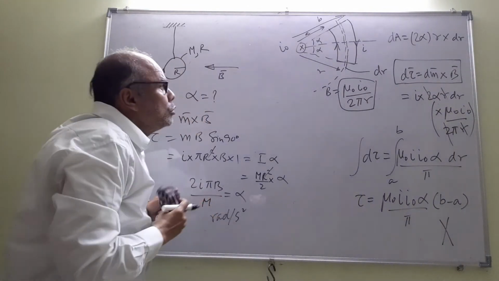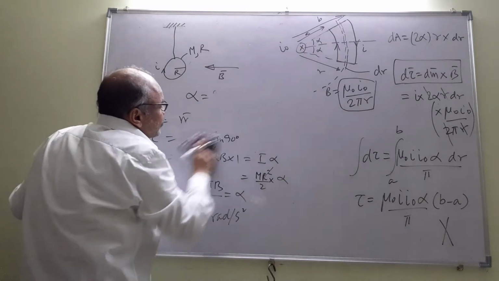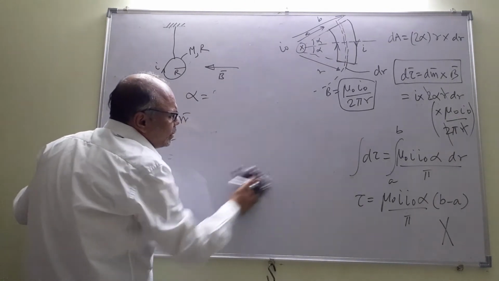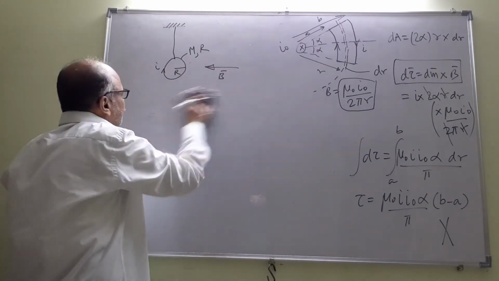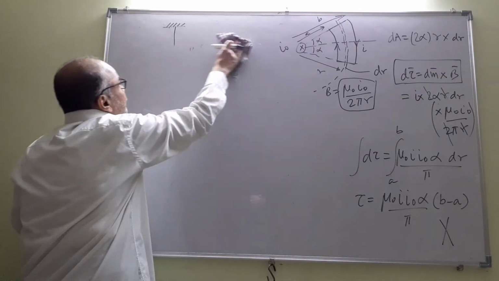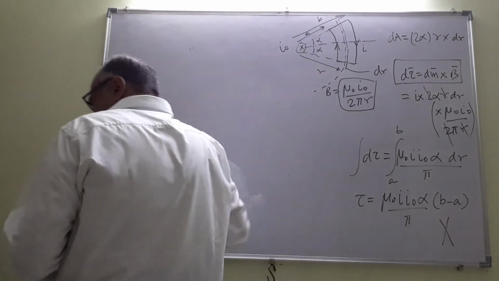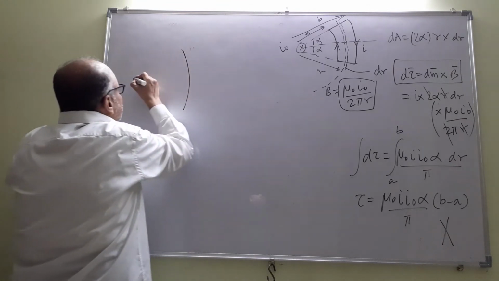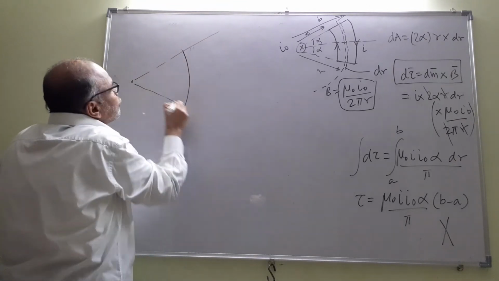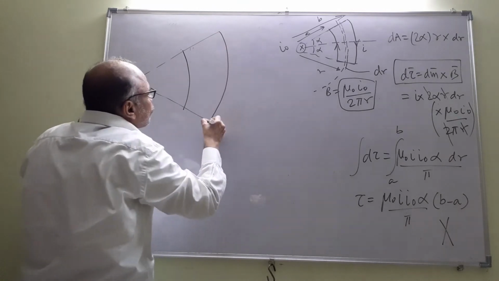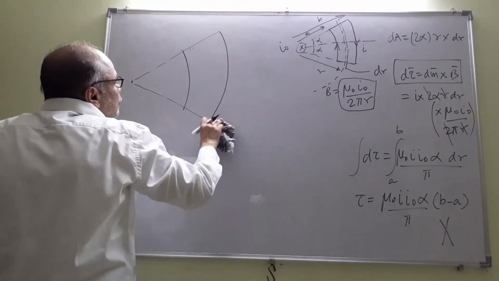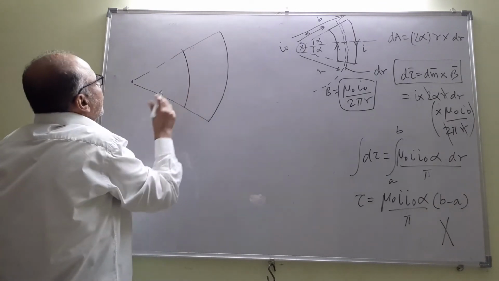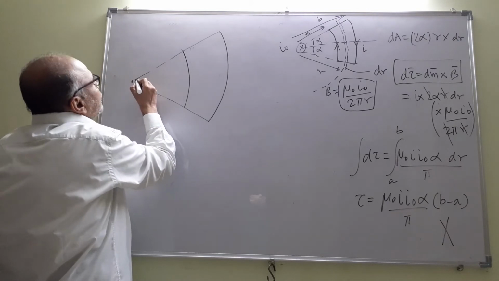So what should you do? Go to basics. The basics are finding the force and then the torque from it. Yes, finding the force and then the torque from it. So let us see. Let me draw this for you. This is all dotted. This is alpha.